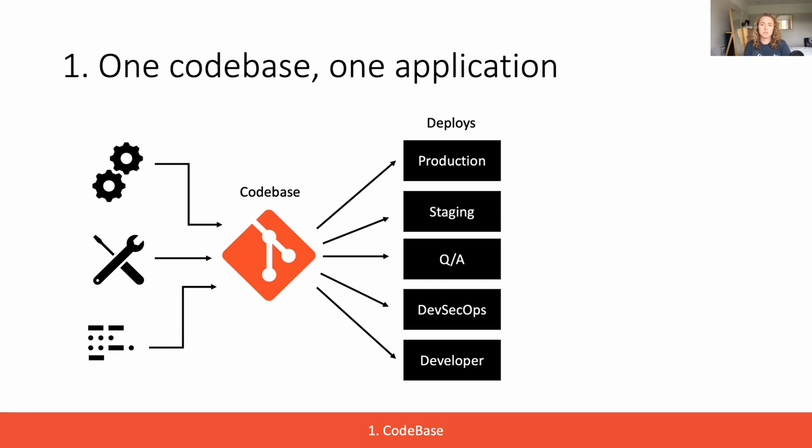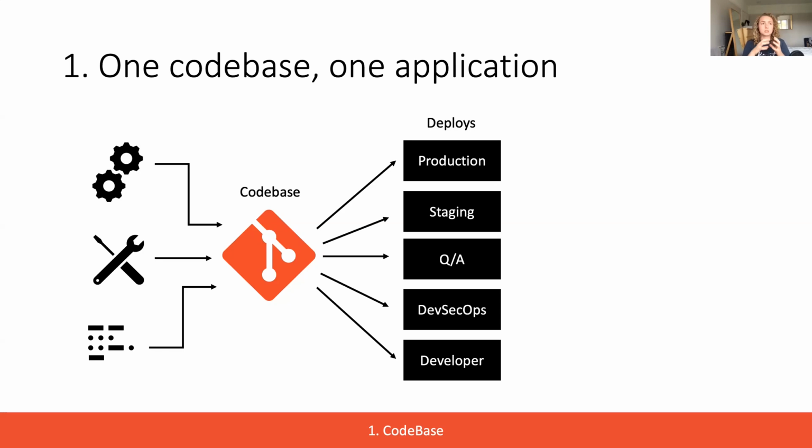So the first factor we have here is called one code base, one application, and it comes from the original factor, code base. This factor is all about the fact that cloud native applications should always consist of a single code base that is tracked in a version control system, and that code base is essentially your source code repository or a set of repositories that then share a common root. And it can be used to produce any number of immutable releases.